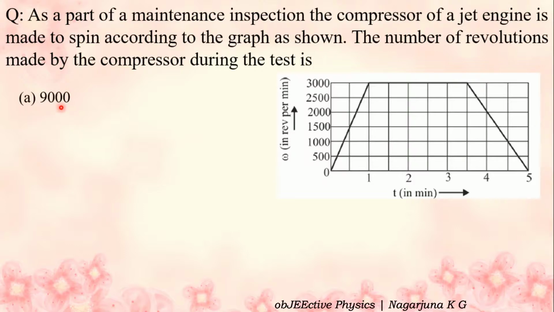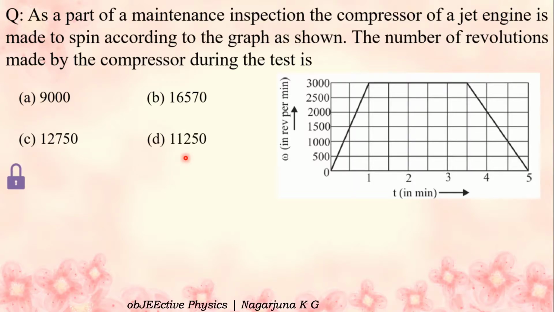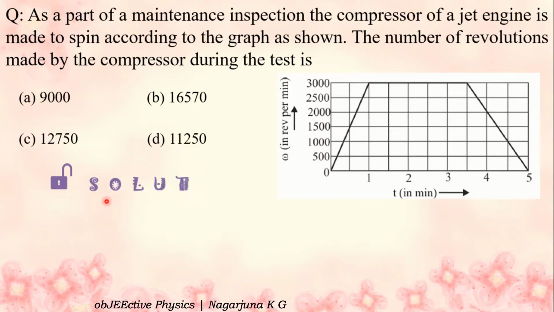Option A 9000 number of revolutions. Option B 16,570. Option C 12,750. Option D 11,250. Solution.